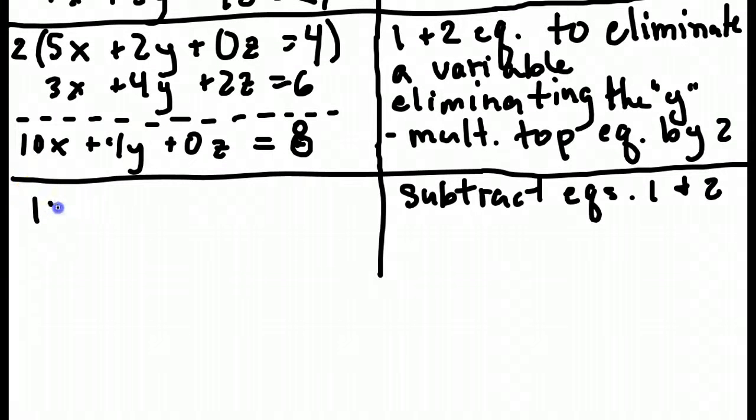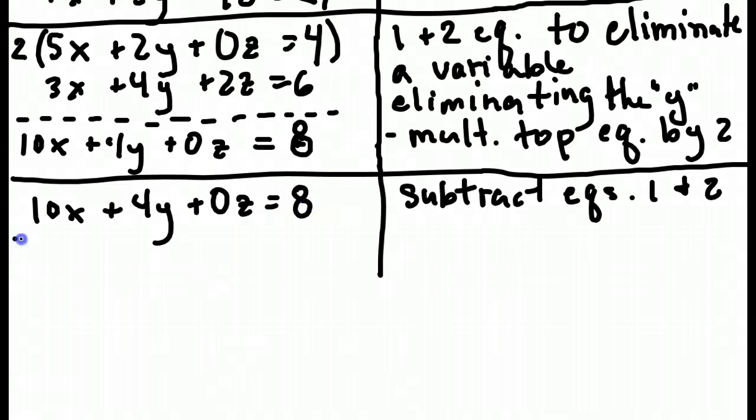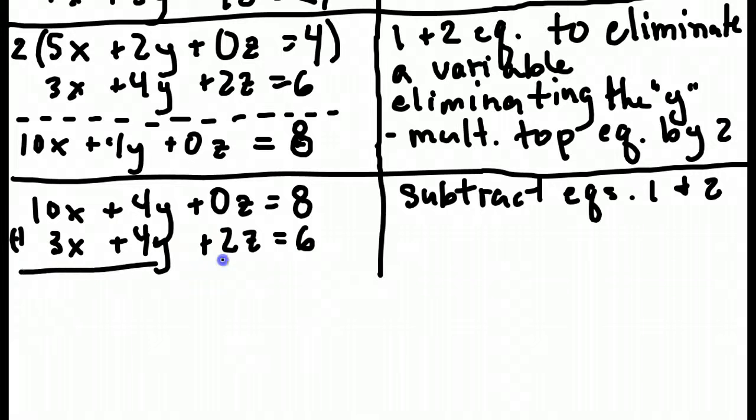So, because we have 10x plus 4y plus 0z equals 8, minus 3x plus 4y plus 2z equals 6. And what does that give us? 2x minus 0y minus 2z equals 2. Wait, so 10x minus 3x. Oh, 7x, I mean. 7x.